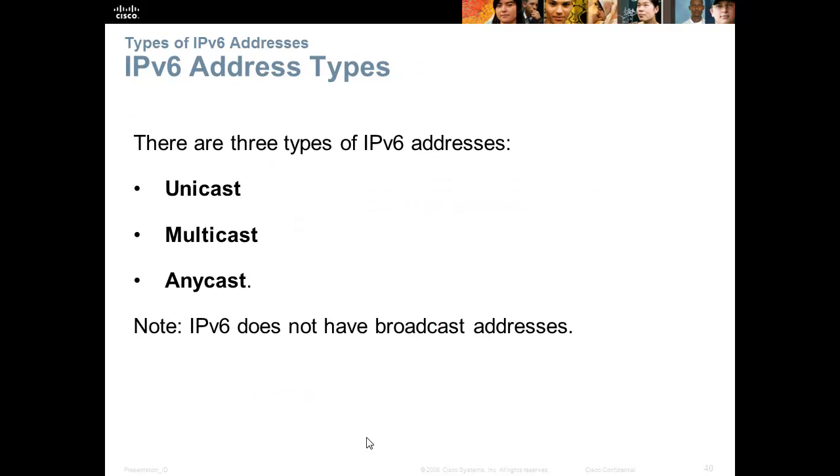There are three main types of IP version 6 addresses you'll have to be familiar with. There's Unicast, Multicast, and Anycast. Note that IP version 6 does not use any broadcast addresses. Instead, to fulfill some of the needs that broadcast messages accomplish for us, we will use multicast addresses.